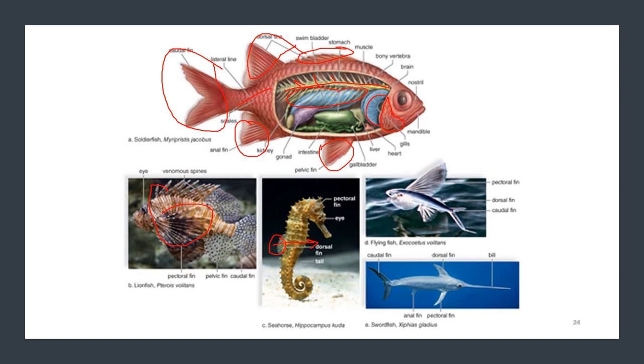And then for our flying fish, they have extremely large pectoral fins, and they do actually leap out of the water sometimes as well. They get a little bit of extra oxygen, and they get to view the water down below them a little differently.